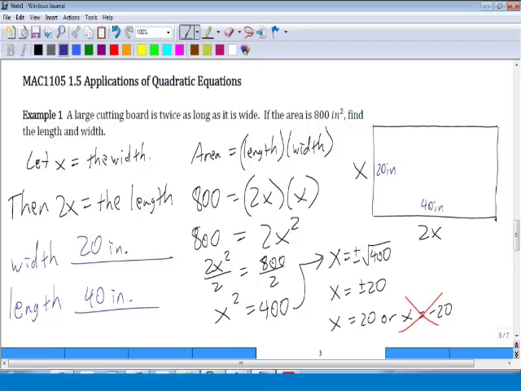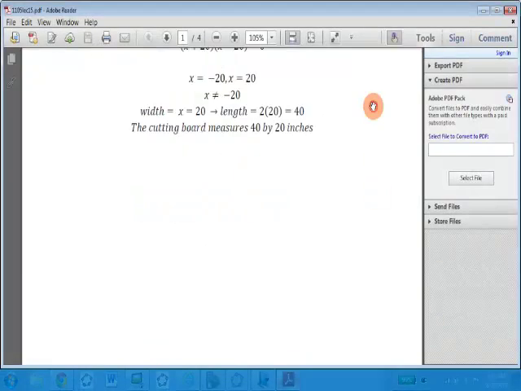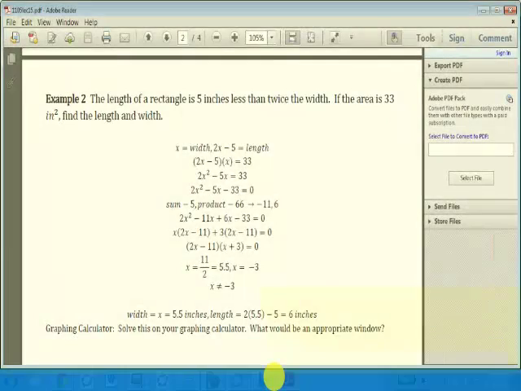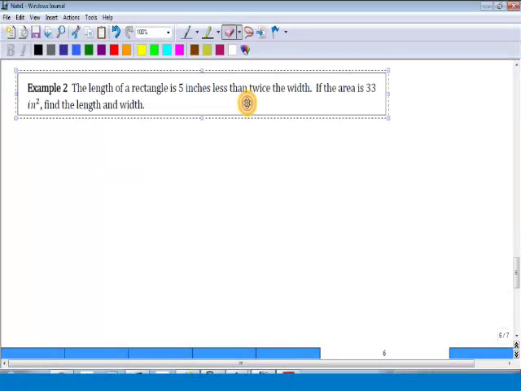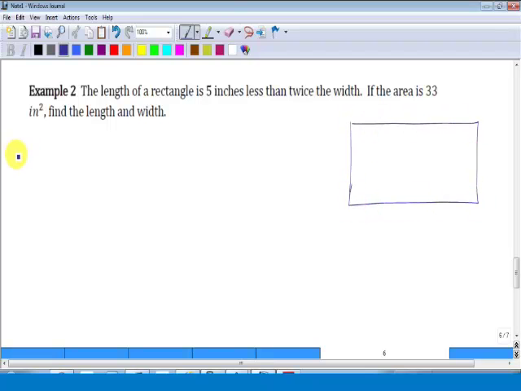Another rectangle, a little bit more complicated setup than this. Not a whole lot more, but just a little bit more to think about. In the next example, the length of a rectangle is not twice the width, but it's 5 inches less than twice the width. So a more complicated quadratic equation to solve is what's going to happen here. So another rectangle. And again, I'm going to let x equal the width.